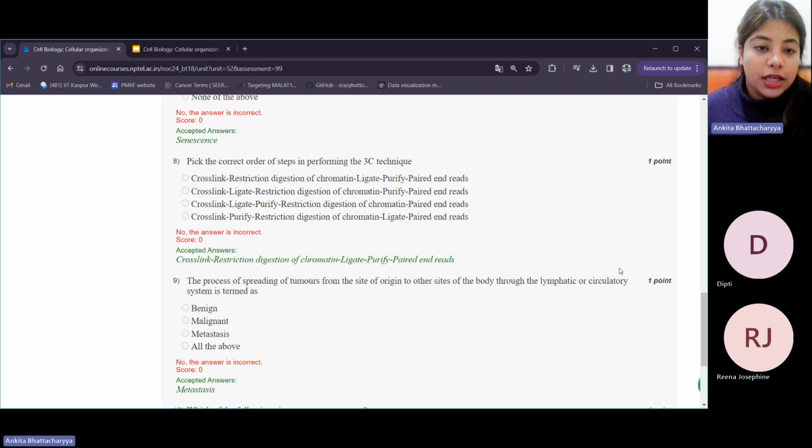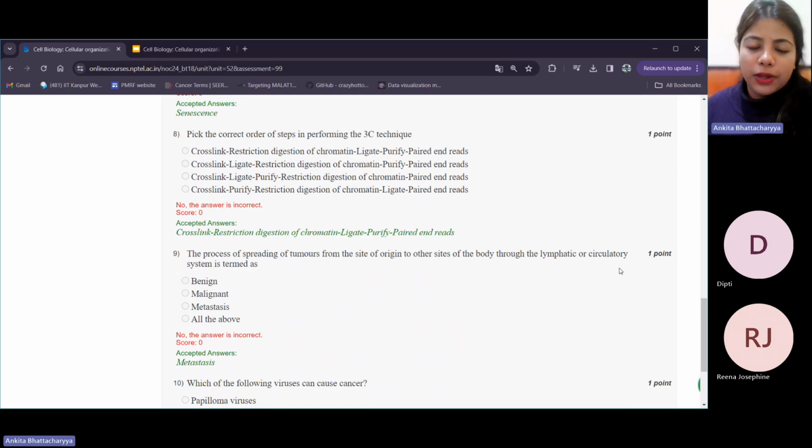And in question 8, this actually is a question from the week before. We had talked about the 3C technique at that point, I think in week 6. Because it's something that we have already discussed, I'll get to the correct option directly. The correct order in which you can perform the 3C technique or Hi-C technique is cross-linking, carrying out restriction digestion or chopping the chromatin into smaller fragments, followed by their ligation among themselves. So it will generate little fragments that are ligated towards the end.